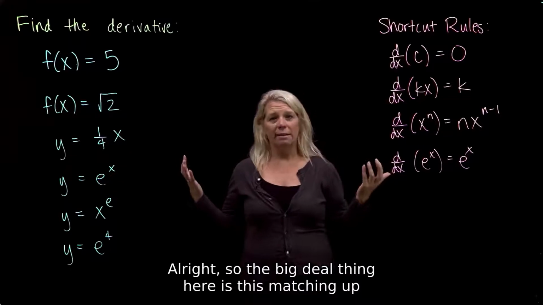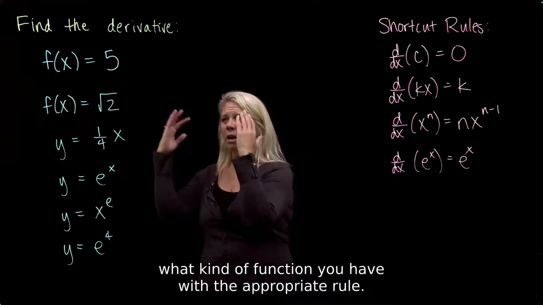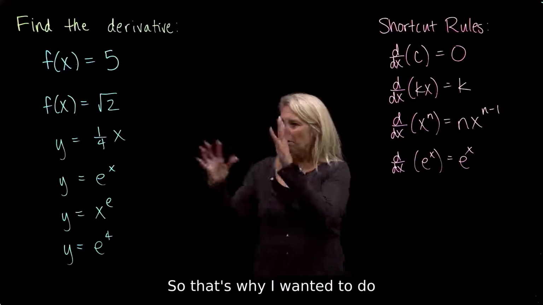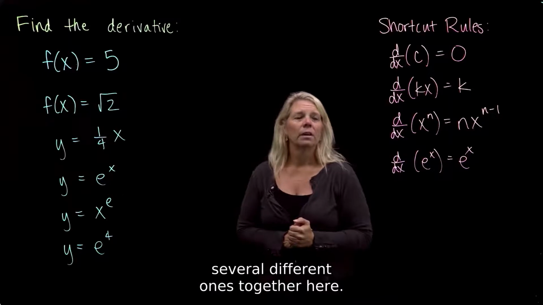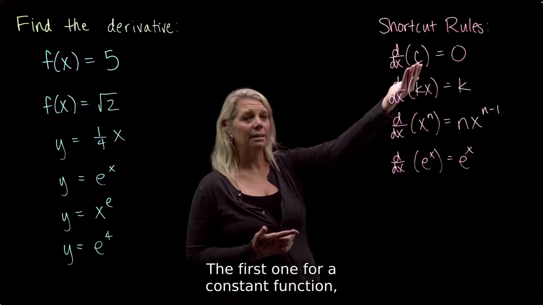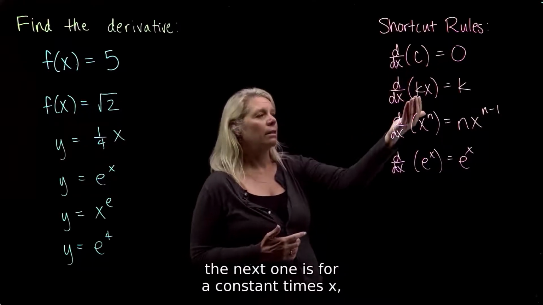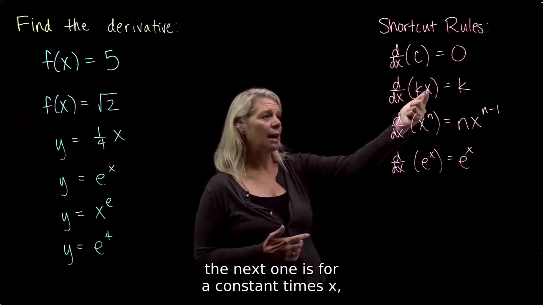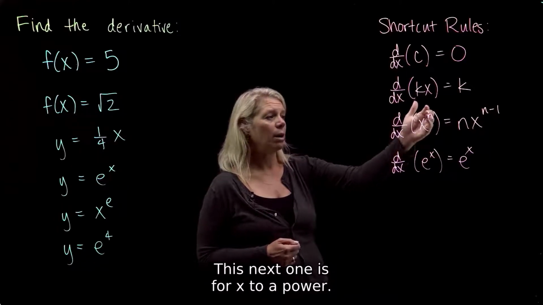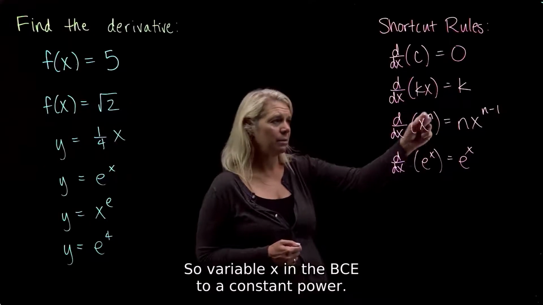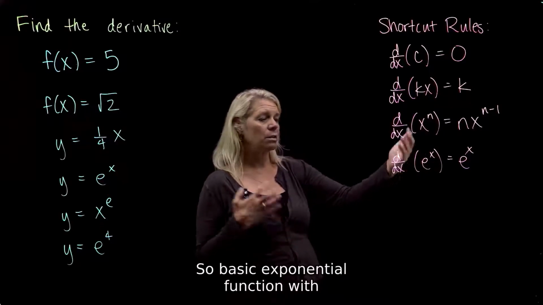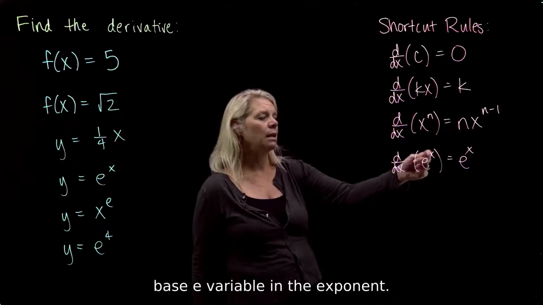All right, so the big thing here is just matching up what kind of function you have with the appropriate rule. So that's why I wanted to do several different ones together here. All right, so we have 4 shortcut rules so far. The first one is for a constant function. The next one is for a constant times x. We're differentiating with respect to x. This next one is for x to a power, so variable x in the base to a constant power. And then this last one, e to the x function, so basic exponential function with base e, variable in the exponent.